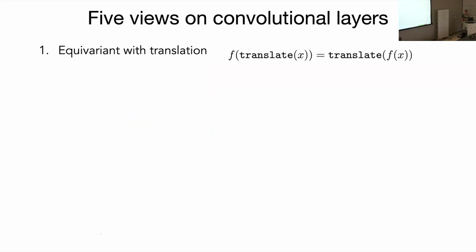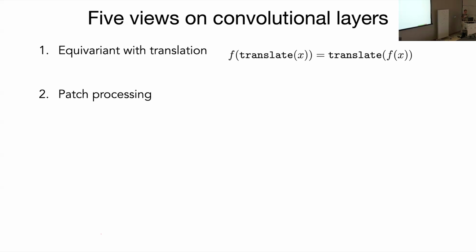Cool, so five views on what convolutional layers do. One thing is they're equivariant to translation. If you took that cloudfish and shifted it over, then ran the convolutional layer on the first one and on the second one, you would get the same convolutional output, but shifted over in the same way. So they're equivariant to translation, which is quite nice.